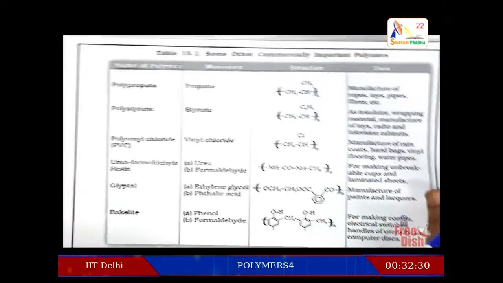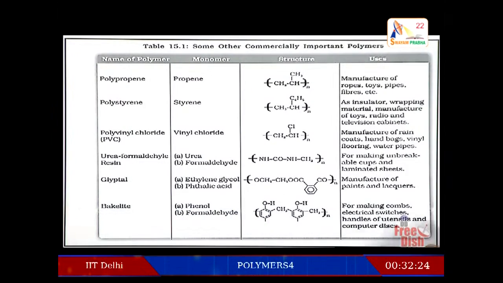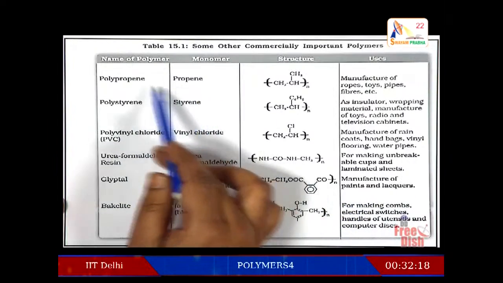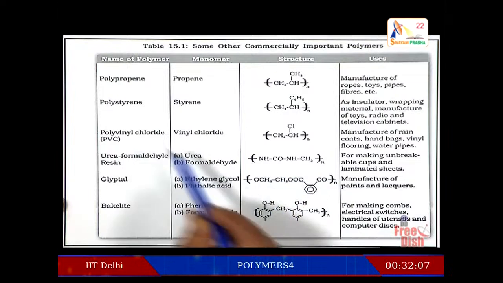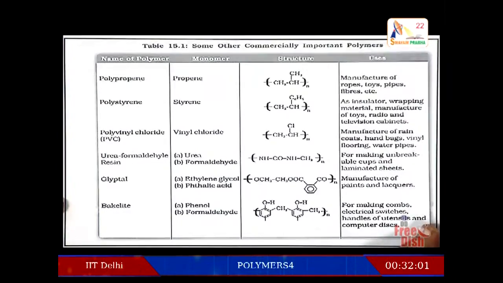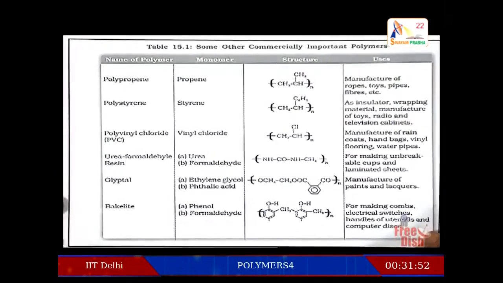Before I move, I just wanted to show there are other examples in your book. This is copied from your NCERT book. So, there are other examples given in the book. So, please go through the polymers, the monomers, their structures and their uses. This is just so you have the information. So, you have to remember the structure, the name of the polymer, monomer and their uses. So, please read this from the book and try to remember some of the structures and names of the polymer and their use.